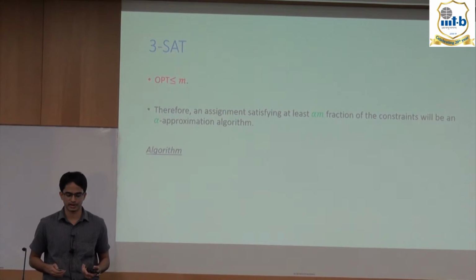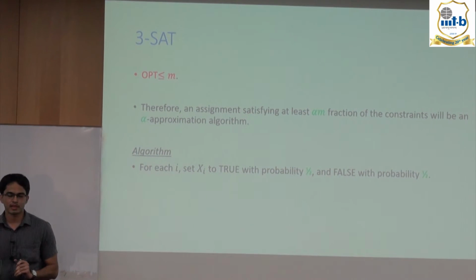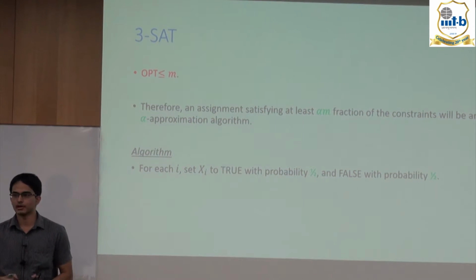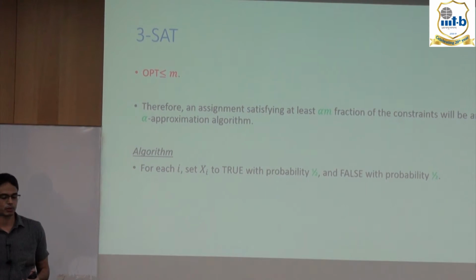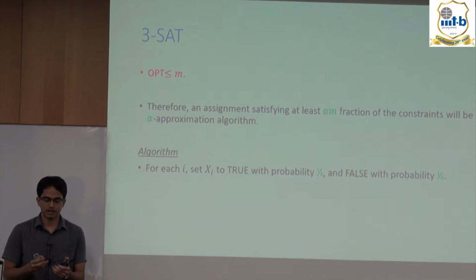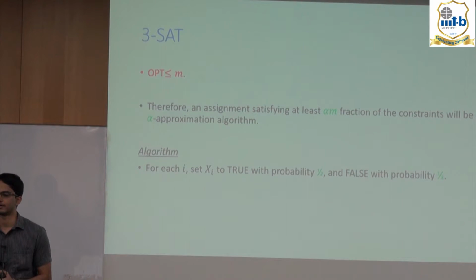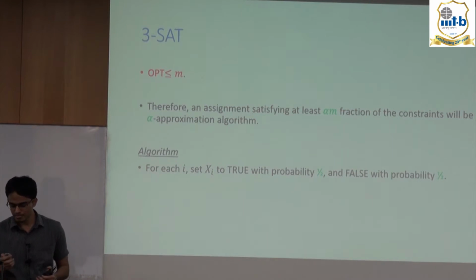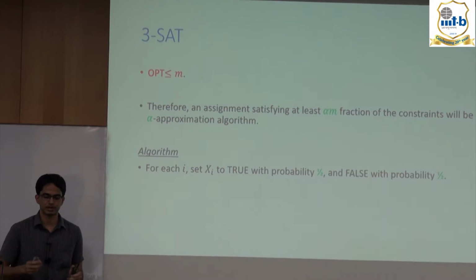What value of alpha we can get for it. So here's a very trivial algorithm, which is a randomized algorithm. Suppose I have n literals. I'll go to each literal one by one, say xi, and set it to true with probability half and false with probability half. I do this independently for each literal. So it's a randomized algorithm, but for now, let's say that's okay. We'll see how to do it without the randomness later.